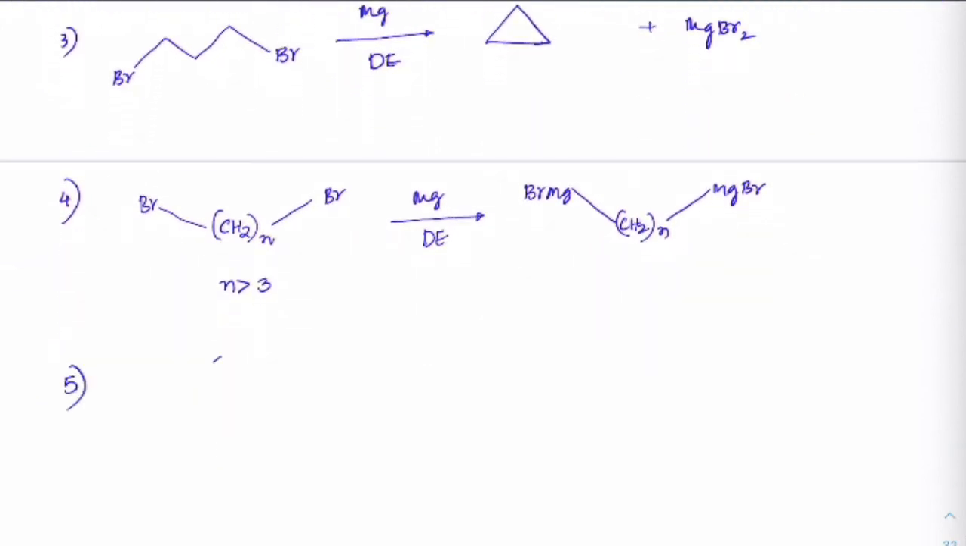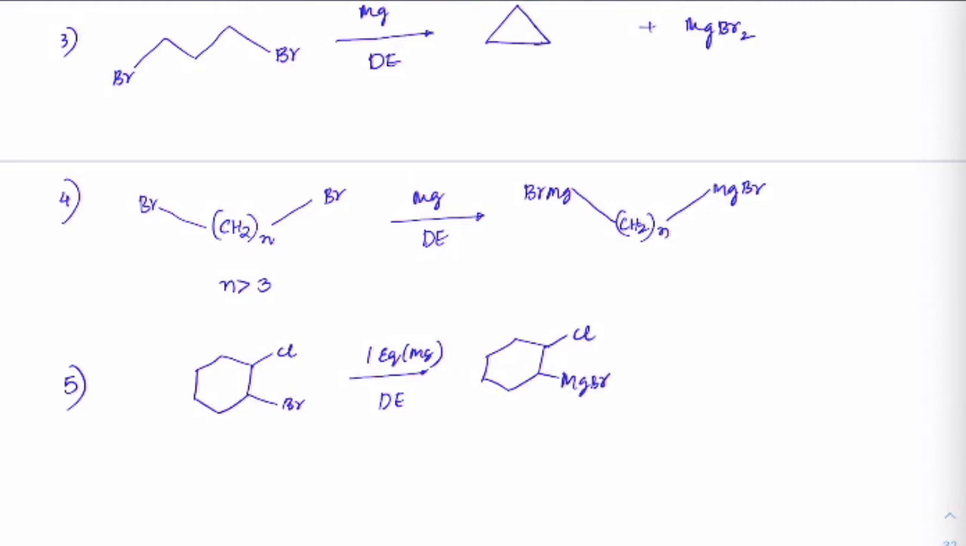Now suppose there are two halides, chlorine here and bromine here, and I take only one equivalent of magnesium in dry ether. It will only go on to the bromine side. Later on it will get eliminated because you know that at the second position it can't exist. In cyclic compounds, at the third position it can exist, fourth position it can exist, but on the second position an alkene will be formed.